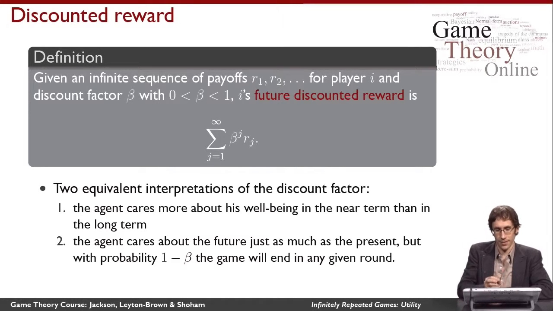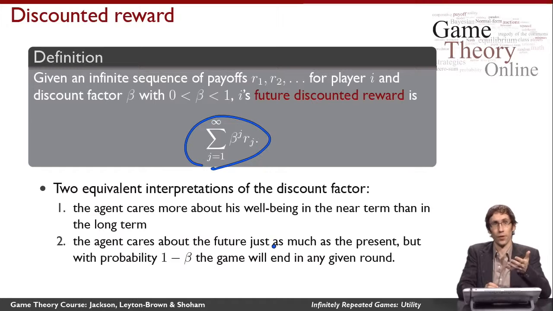And what that means is that here we'd be talking about my expected reward in the game, because there's a beta chance that I'll go to the next round. There's a beta squared chance that I'm going to go 2 rounds forward. There's a beta cubed chance I'm going to go 3 rounds forward, and so on. So that means my expected utility in this game would just be the same formula.